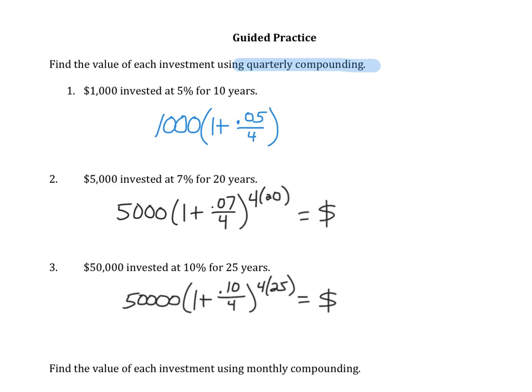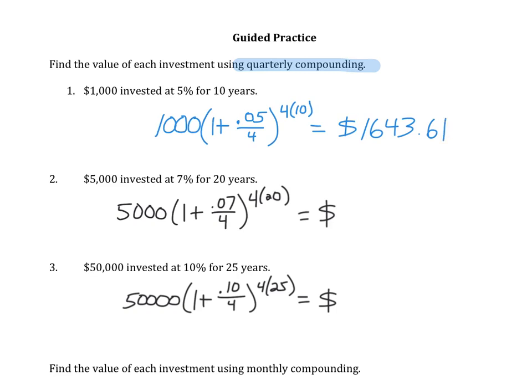And now for the repeated multiplication, and that's where the exponent comes in. So how often is that going to happen? How many times is that going to happen in 10 years that your money grows? Well, it's going to grow 4 times per year with quarterly compounding, and it's going to grow for 10 years. So your exponent needs to be 4 times 10, or 40. Okay, I've already done this out on a calculator, and it comes out to $1,643.61.